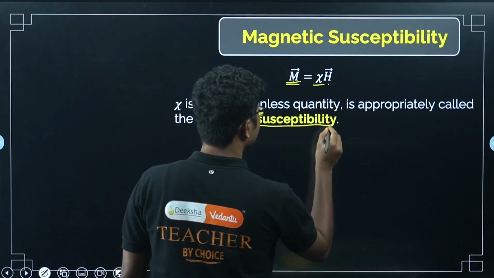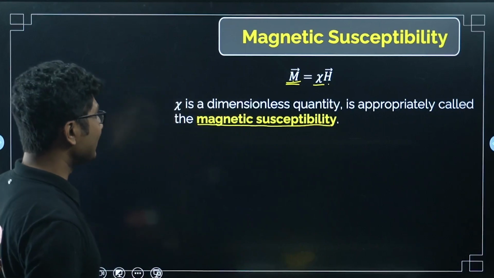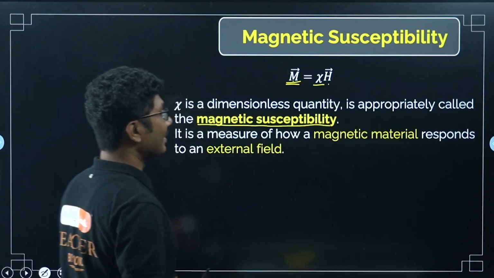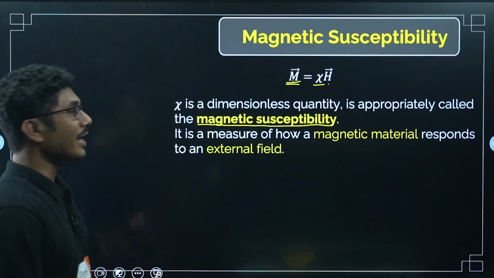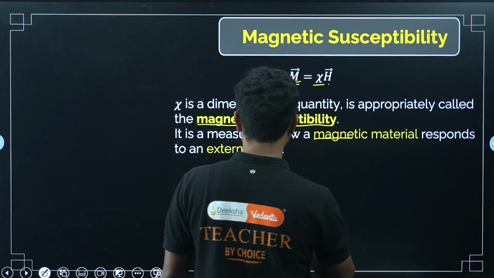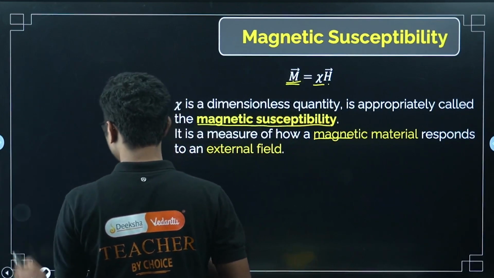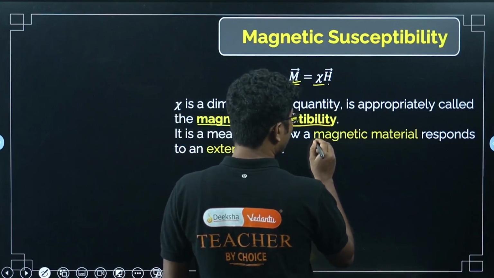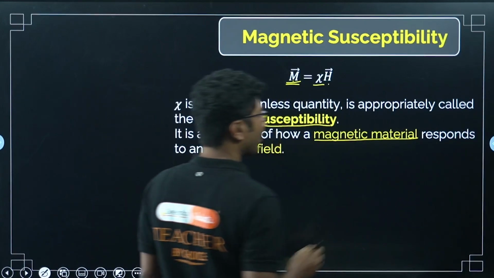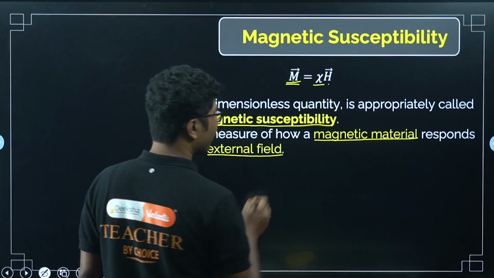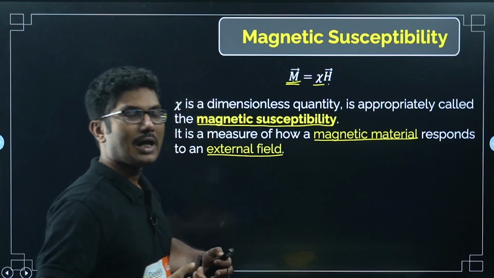Very important concept. Magnetic susceptibility, what does it mean? It measures how a magnetic material responds to an external field. Very important. How a magnetic material, only magnetic material. Other than that, we will see how it actually changes in a later part of the video. So if you apply an external field, what will happen to that material?